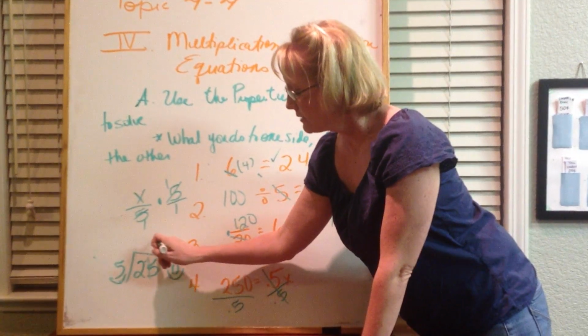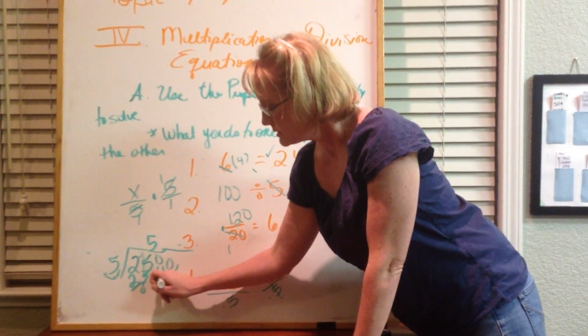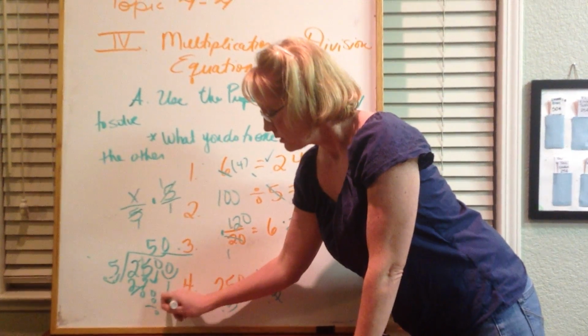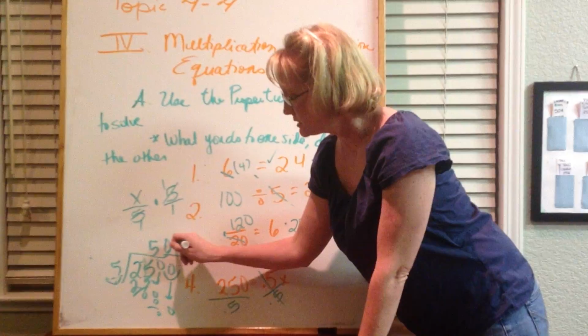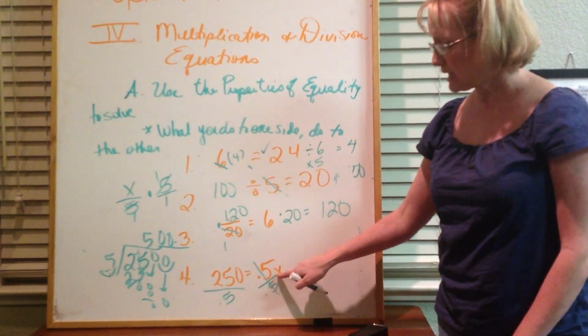5 goes into 25 5 times. We bring down a 0. 5 goes into 0 0 times. We bring down a 0, 5 goes into 0, 0 times. So we're saying it's 500. So half times 500 equals 250. That's true.